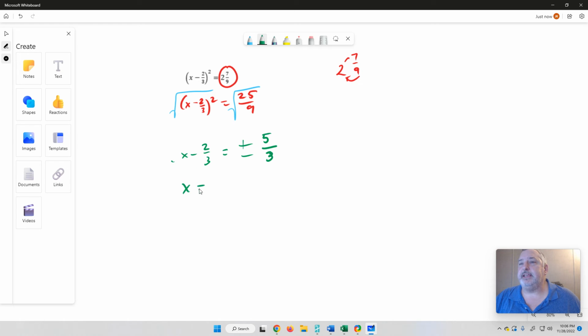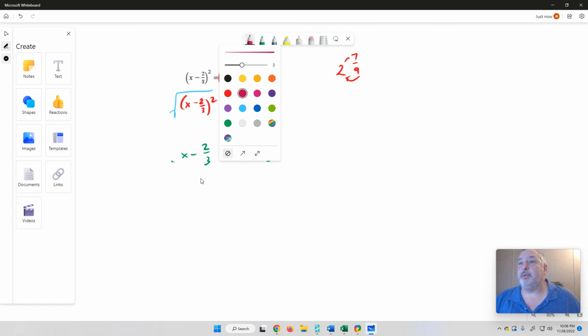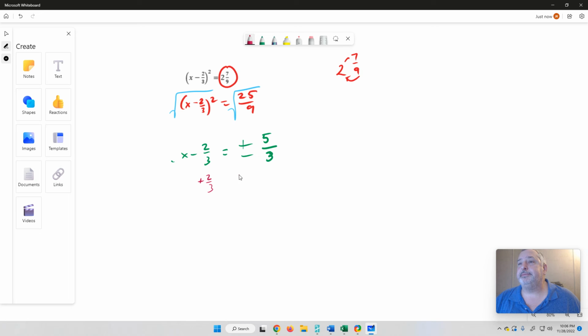So x is going to equal. Let me show the step. I'm going to add 2/3 to each side. I'm trying to make the video short and in a rush. That's what happens. So those cancel. x equals 2/3 plus or minus 5/3.